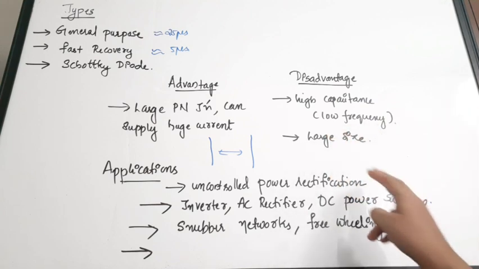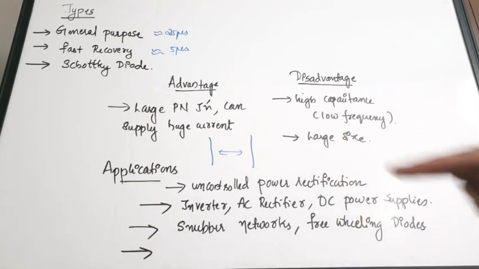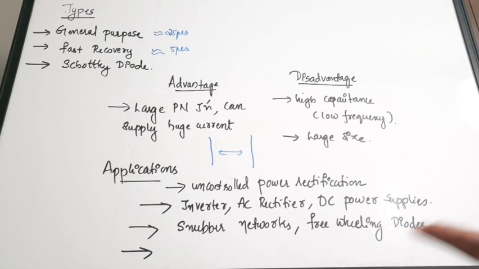Another important disadvantage is that it has a large size. Due to this large size, what will happen when large current is flowing through the device? There is a chance of high heat dissipation. So we need to connect heat sinks and heat controlling mechanisms to cool down the device. Otherwise it will lead to damage of the device. So these are the disadvantages.